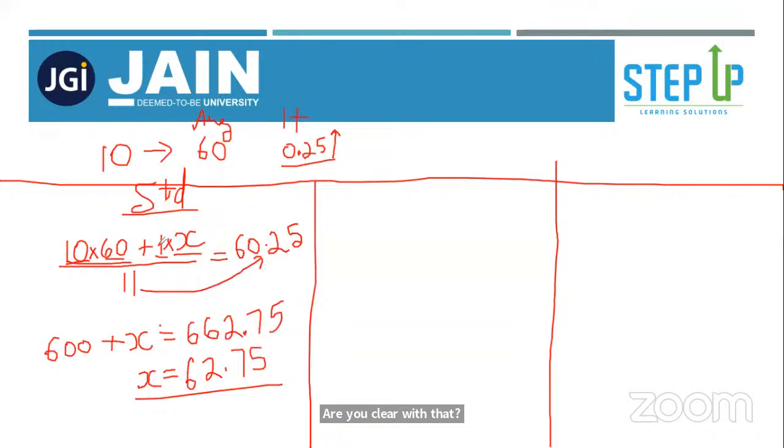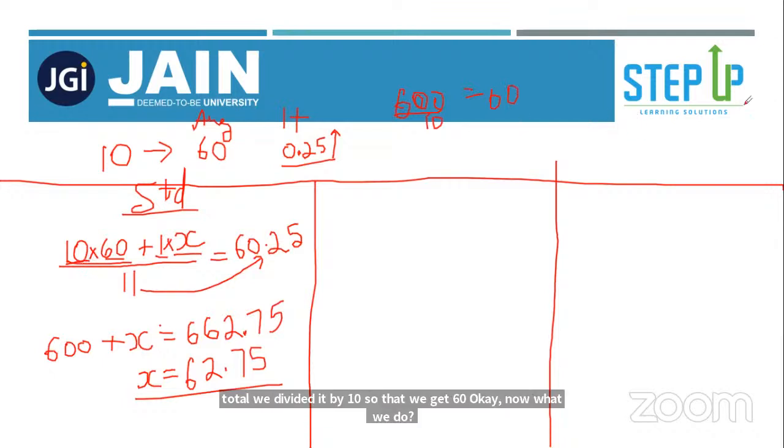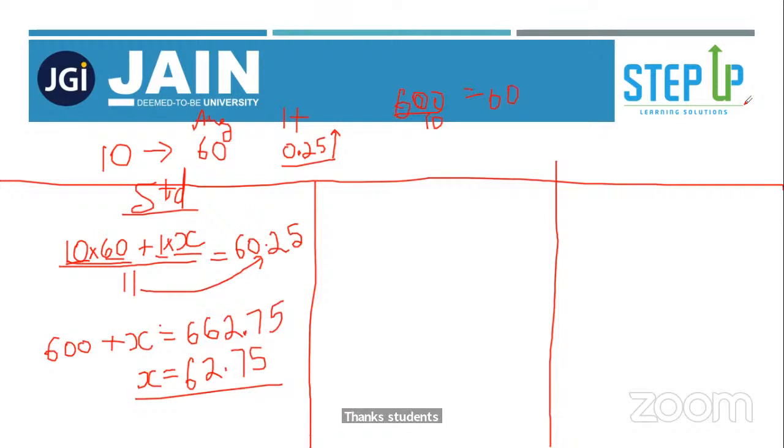Okay, how to find the average? If there are 600 marks in total, we divide it by 10 so that we get 60. Okay, now what do we do? 10 students. Good.